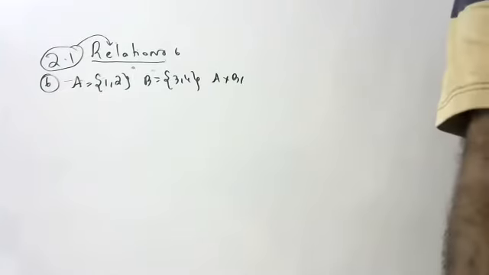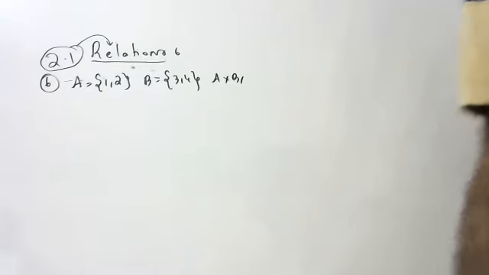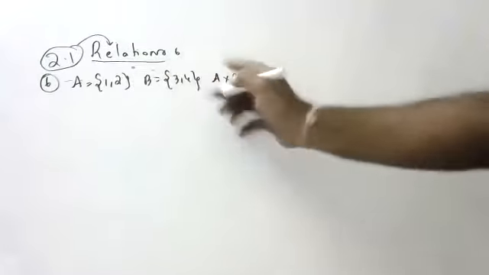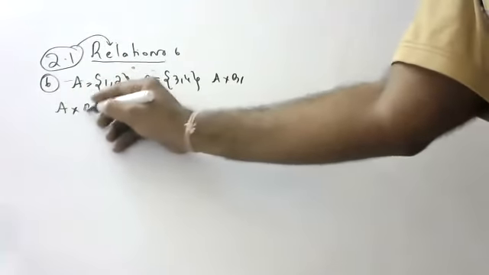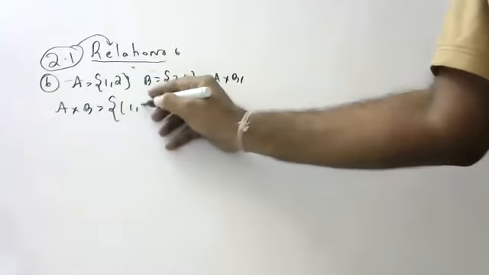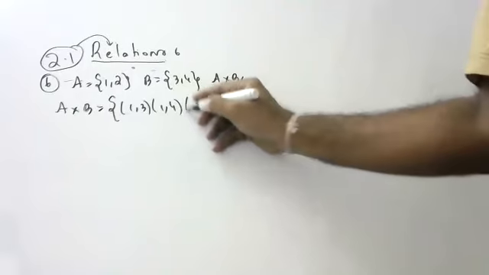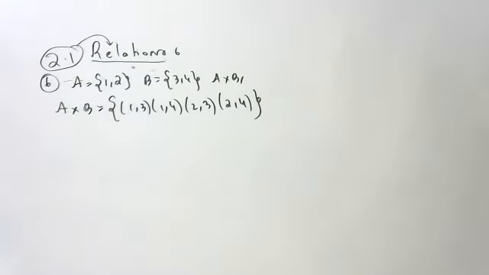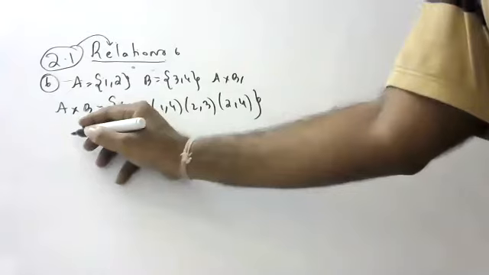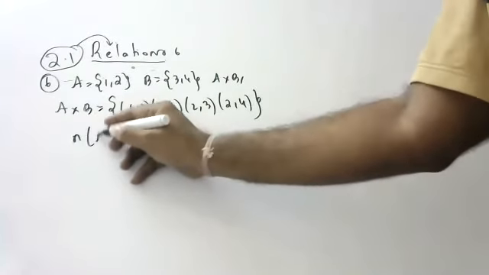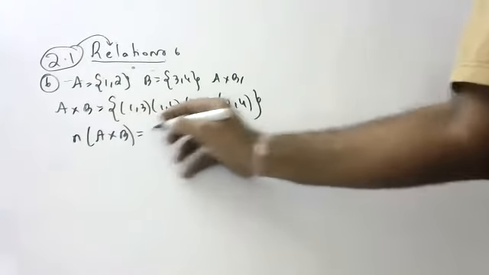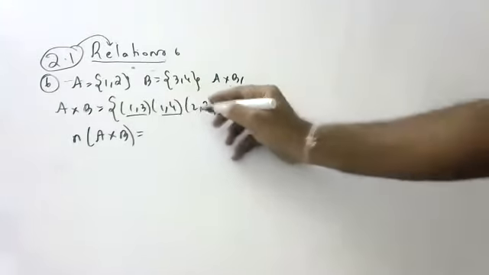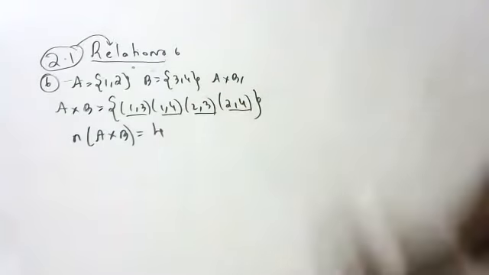First question: how many subsets will A cross B have? Okay, children, first let me tell what A cross B is. 1 3, 1 4, 2 3, 2 4. This is A cross B. So how many elements are there in A cross B, children? How many ordered pairs are there? 4 ordered pairs are there.